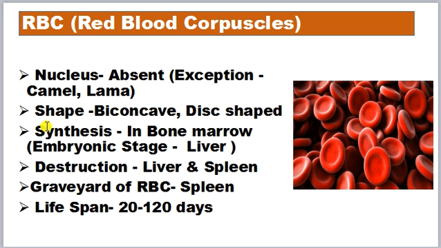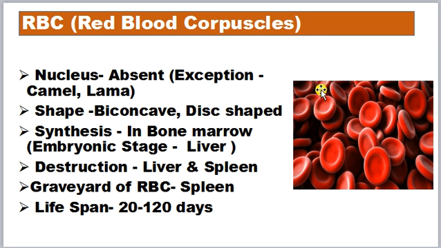Now if we talk about the shape, it is biconcave or disc shaped. And why is it a biconcave shape? Because the biconcave shape of RBC provides a greater or maximum surface area to store more hemoglobin, so that a greater amount of oxygen is stored and transported in our body. So these are disc shaped or biconcave shaped.